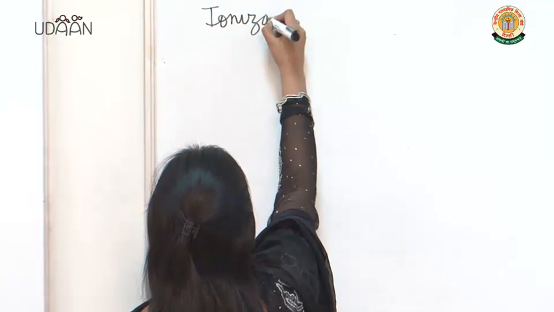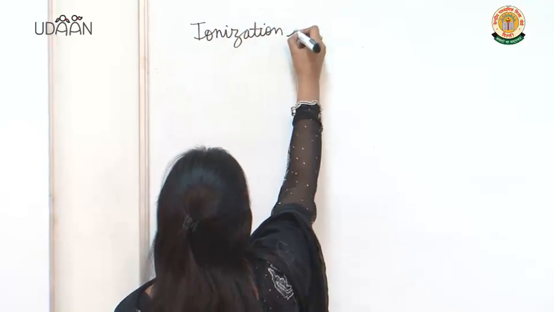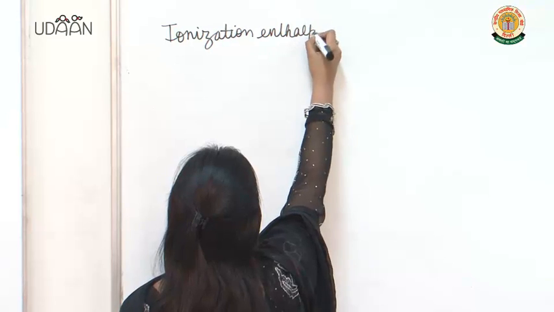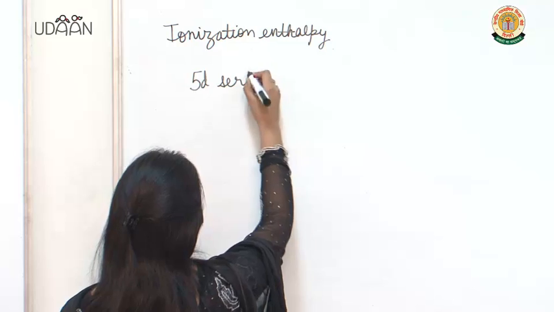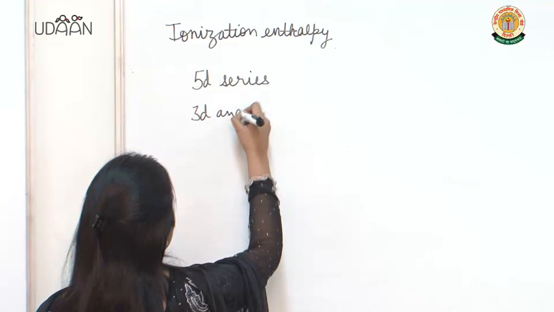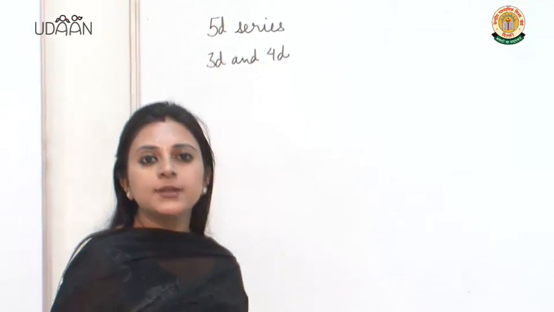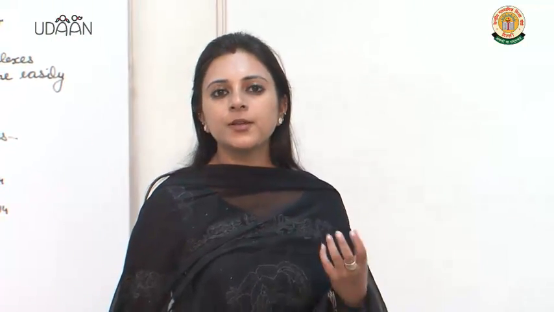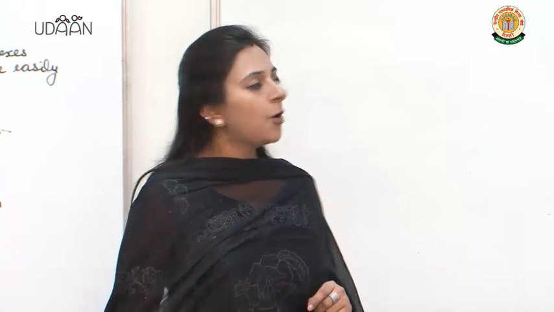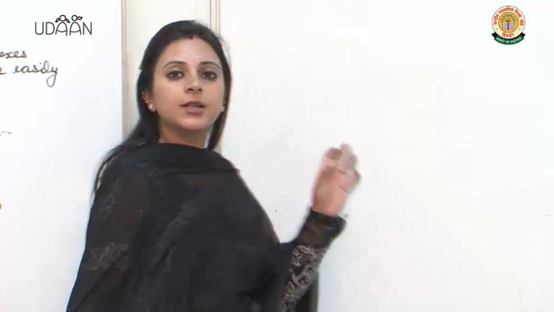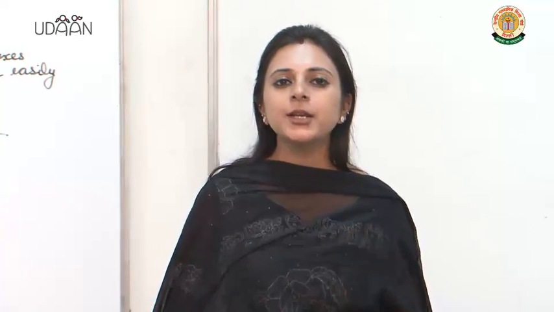Ionization enthalpy of 5d series is much higher than 3d and 4d. What is the reason? It is due to the fact that down the group more and more d electrons are being added, and because d electrons have much poorer shielding effect, the ionization enthalpy of 5d series is higher than 3d and 4d series.